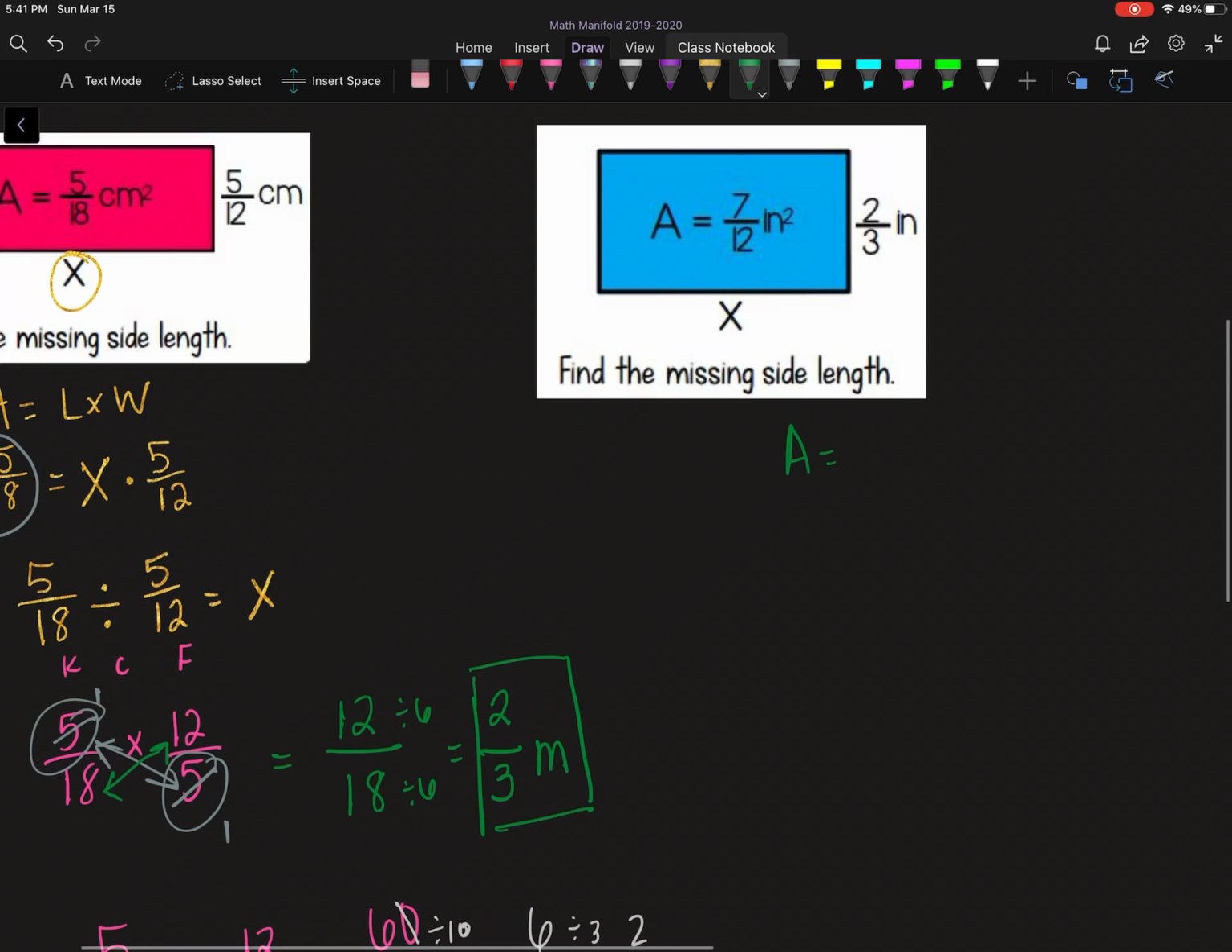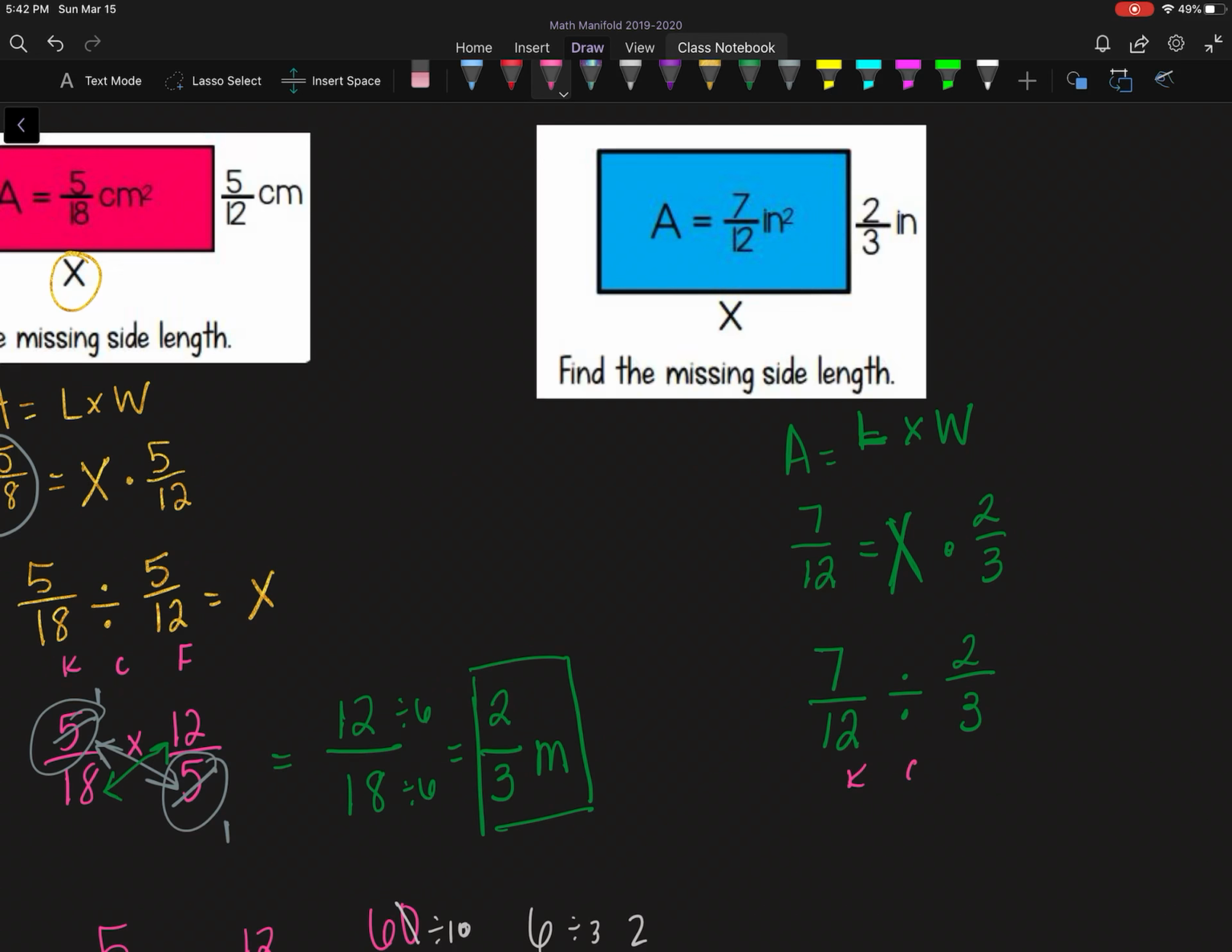So with this, we've got area equals length times width. And again, I'm going to plug in my area, 7/12 equals, I'm just going to put a big X in here for we don't know what my length is, times 2/3. So you might want to re-reference this when you guys are practicing on your own, because again, you have to make sure the area stays first, and then we put our division symbol, and then I put my known side length.